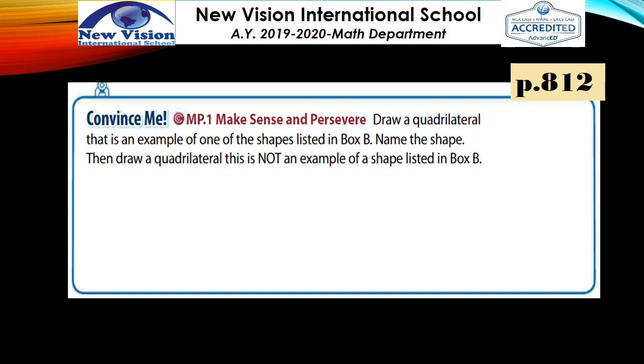Okay, are you done? One of the quadrilaterals in the example is this shape, and we call this a parallelogram. And another quadrilateral that is not an example of a shape listed in box B is this shape. What do you call this shape? This shape is a kite. Okay, very good.